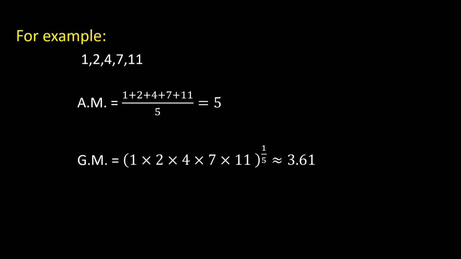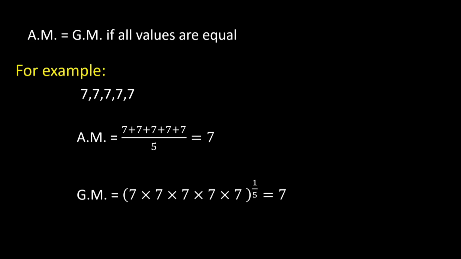So let's start. Suppose here we have 5 numbers: 1, 2, 4, 7 and 11. Their arithmetic mean can be calculated by adding all the numbers and dividing by 5, because here we have 5 numbers. Geometric mean is 1 times 2 times 4 times 7 times 11 raised to the power 1 over 5, which is approximately 3.16. And here you can see that the geometric mean is less, means arithmetic mean is greater than geometric mean. So we have to prove this. If you want to try this, please pause the video, and after that look at our approach.